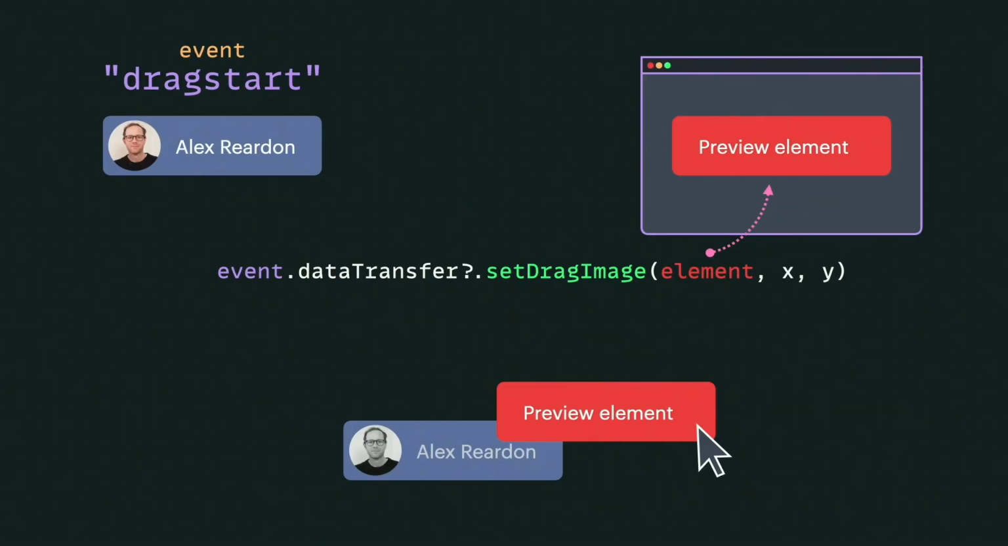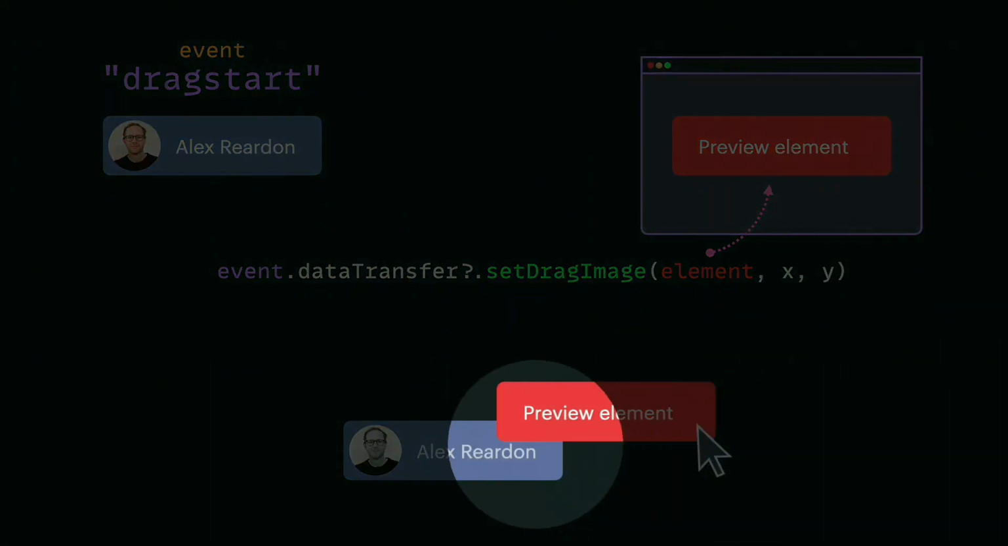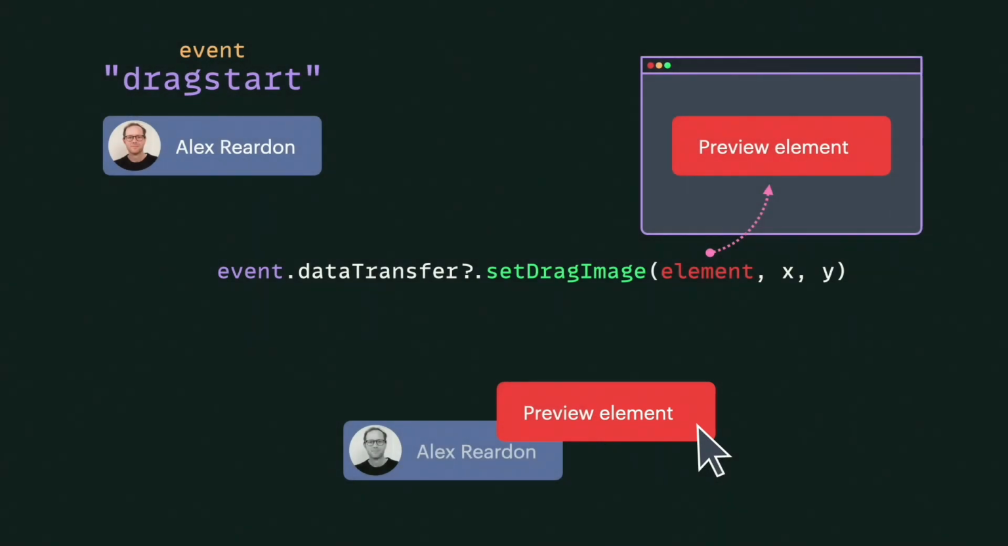Thankfully, the web platform has an API. This is in onDragStart. You can call setDragImage, and you can pass in another element that you want to be the drag preview. Sounds useful, right? So here I've got another element on the page called preview element, and I'm going to say, hey, use that as the preview. Cool. And so that's what's happening. I've got that little preview element there.